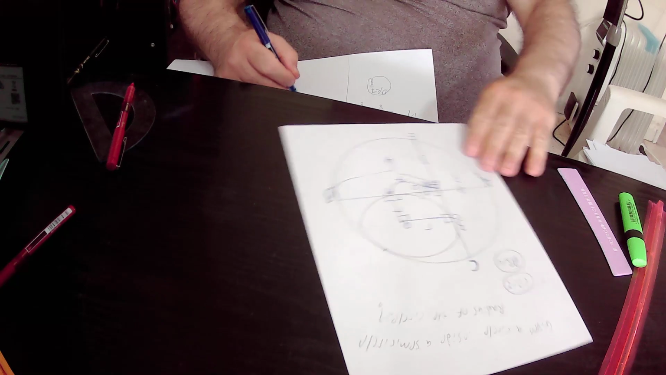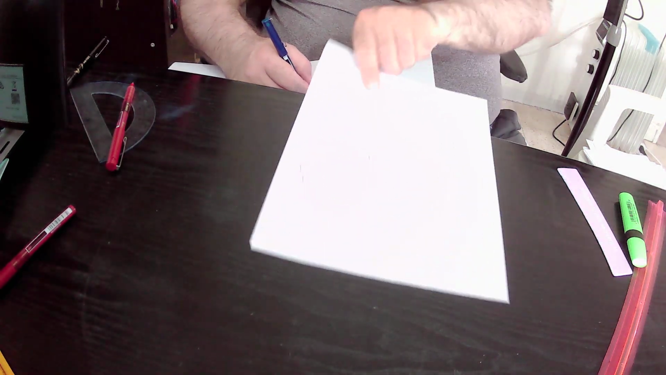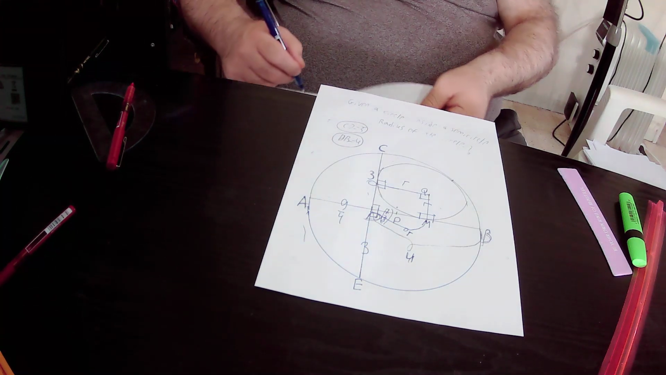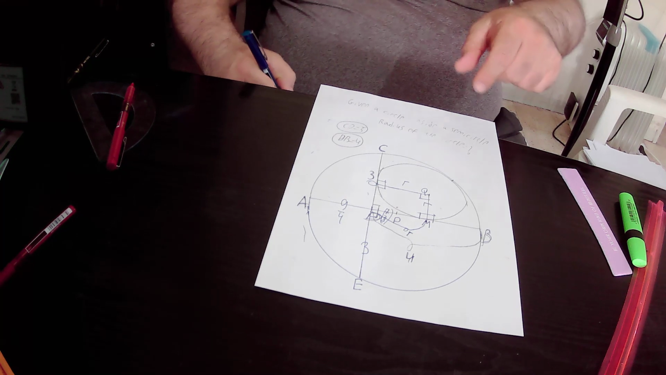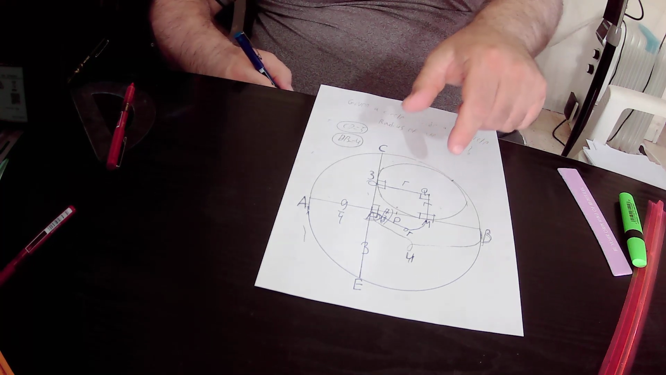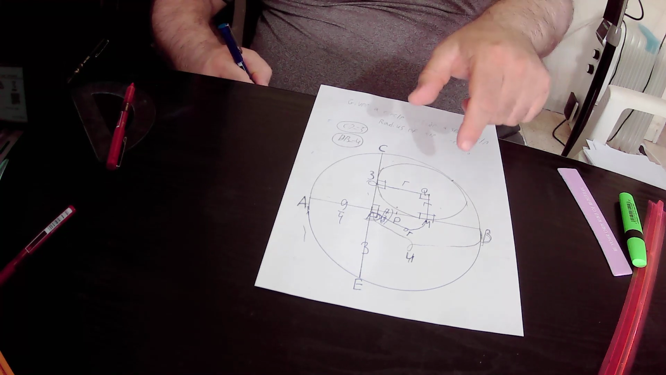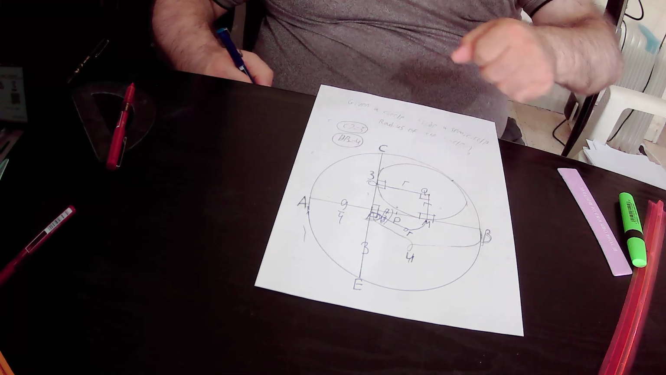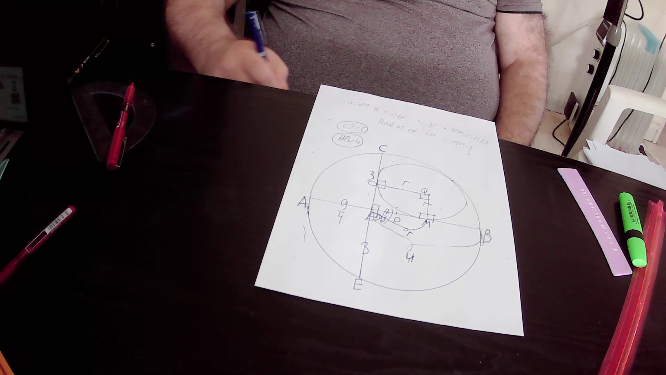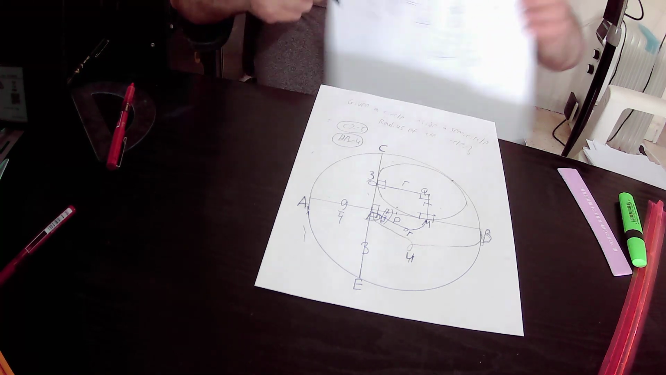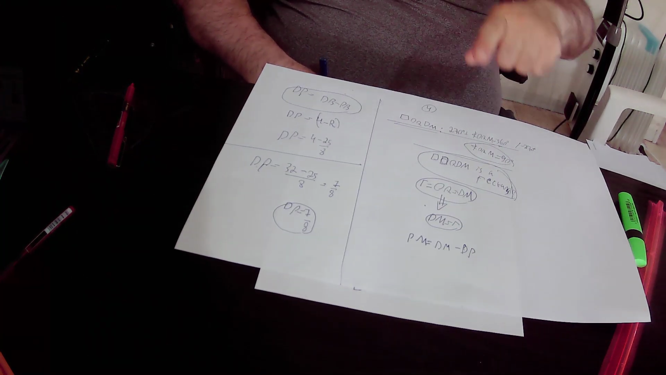And what is the value of PM? Here the value of PM, it is very easy to see from the drawing that PM equals DM minus DP. I will put it again, PM equals DM minus DP.